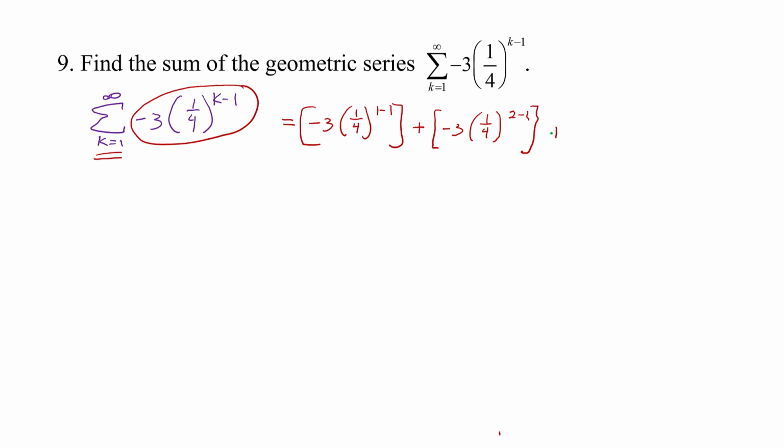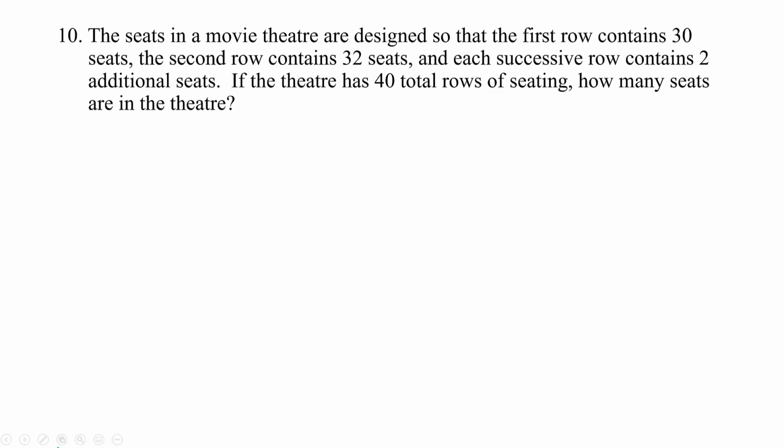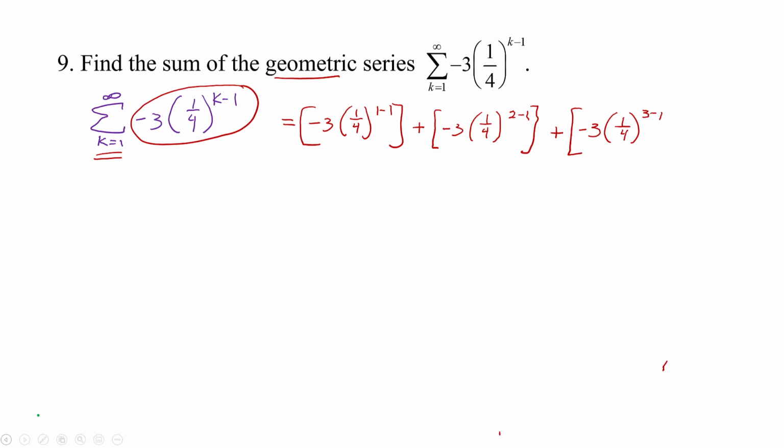And then our third term, let's do 3, and then I think we'll be good here. We're told that it's geometric, so maybe just do 3 as a check. So we have -3 times 1/4 raised to the 3 minus 1. And then we could keep going, plus and so forth. And here we'd keep adding these forever. There's no stopping place if we have an infinity on the top of our summation sign.